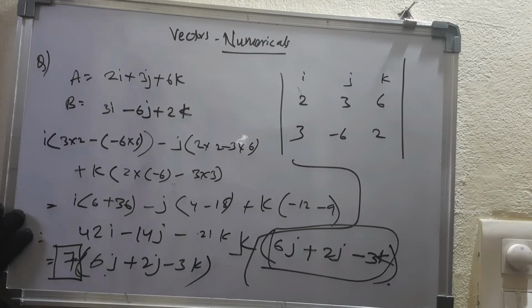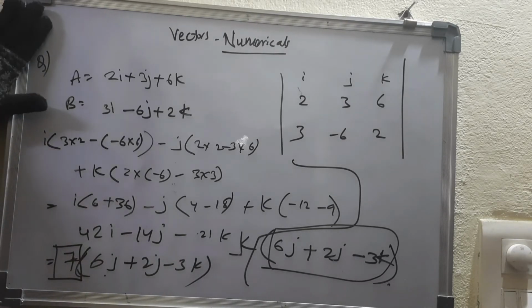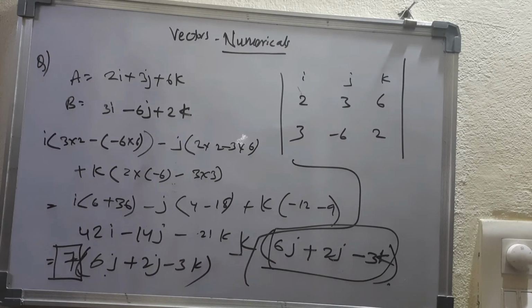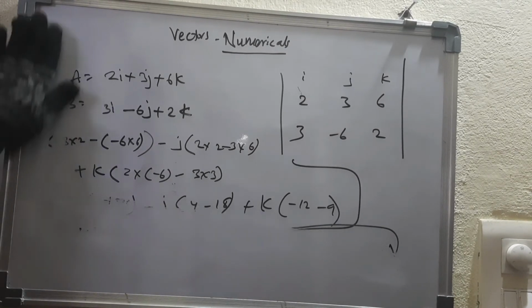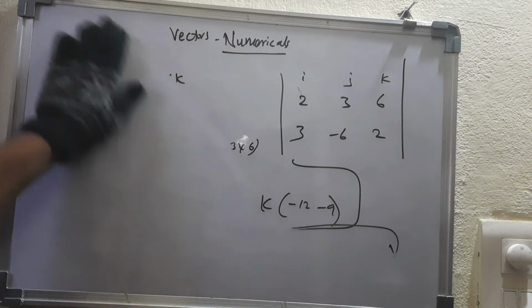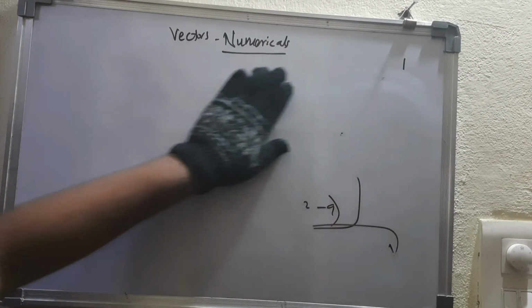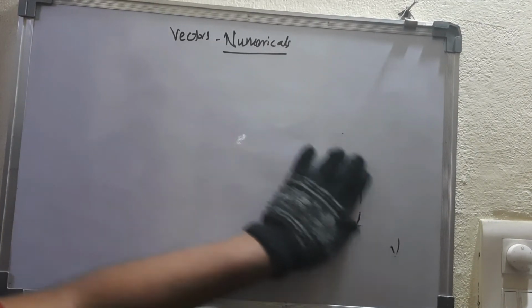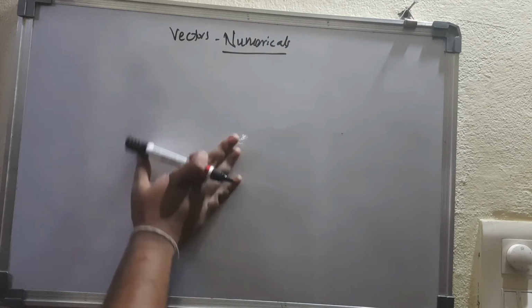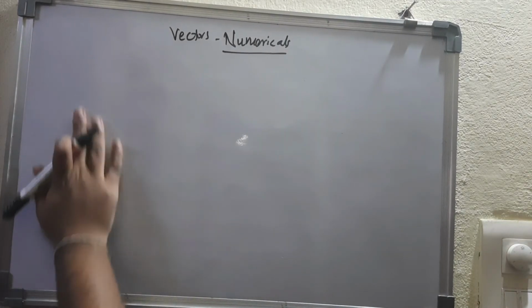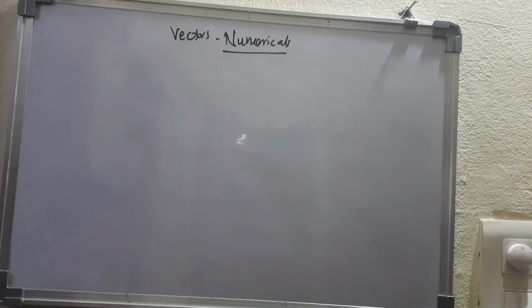Okay, understood? This is a problem which is a mix of two concepts, that is cross product and finding the value of k. This is a problem on cross product. I'll be doing only a few sums as the video becomes lengthy and it will take more time to edit and upload. I'll take only the main concepts and I'll teach you.